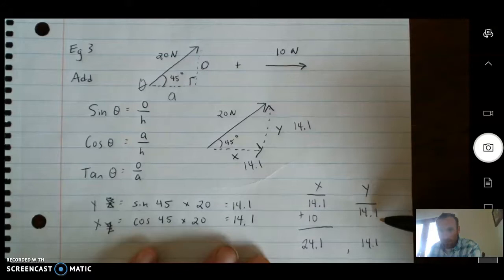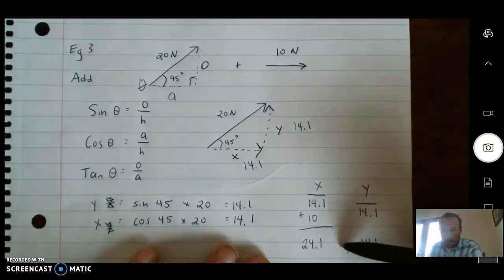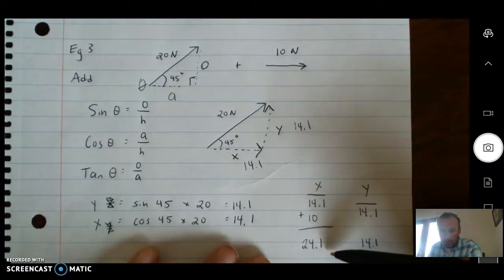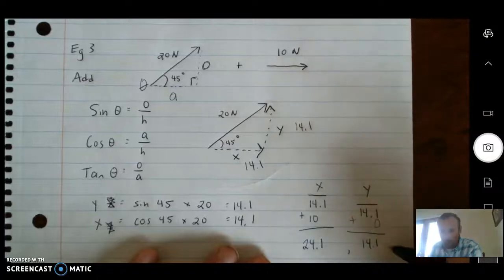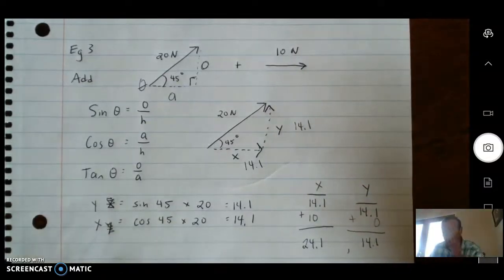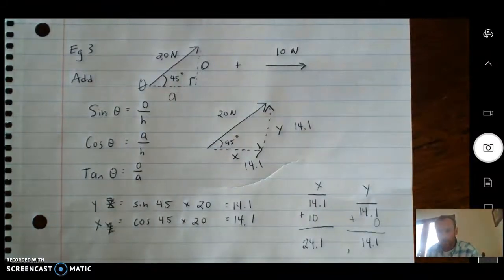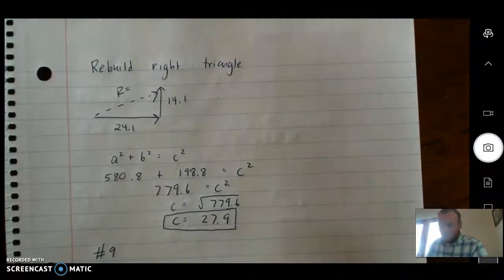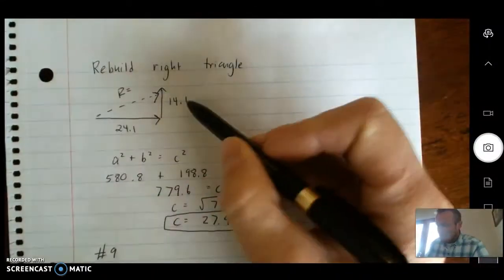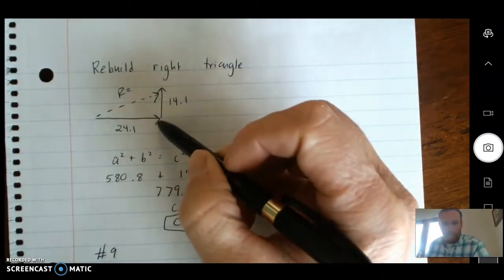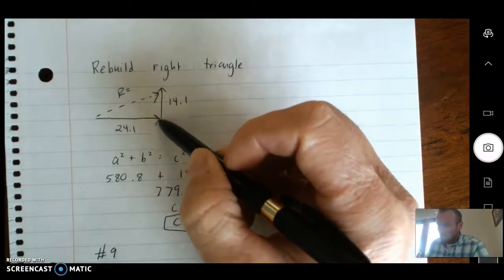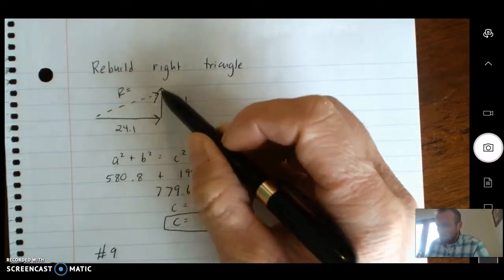So ultimately my resultant vector here has a sum of the x components of 24.1 and a sum of the y components of 14.1. And what we need to do is rebuild those into a right triangle to create our resultant vector. So that looks like this. So here's my sum of the x's, here's my sum of the y's. I'm going to draw these two vectors tip to tail.